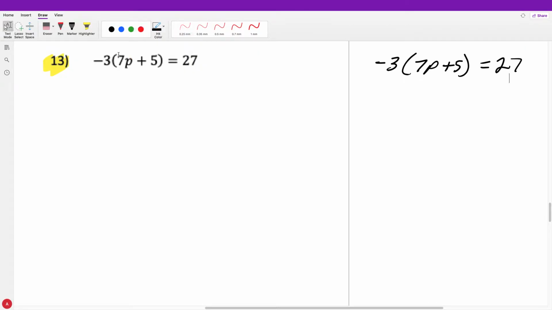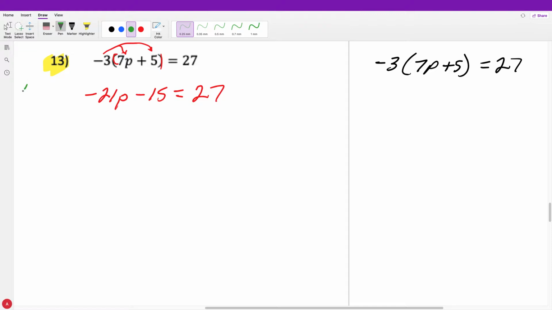But because our first step is always to simplify everything as much as we can, we see these parentheses. So that's telling me multiplication. So this way you don't have to think about it in too many different varying ways. Just go ahead and multiply right away. Negative 3 times 7p gives me negative 21p. Negative 3 times 5 gives me negative 15. Just make sure you're distributing it to both, which is then equal to 27.